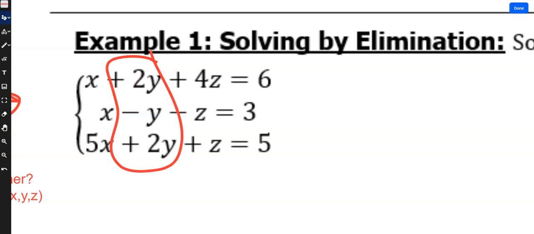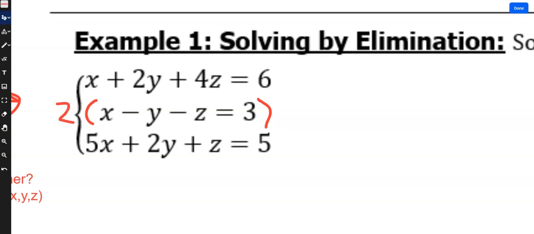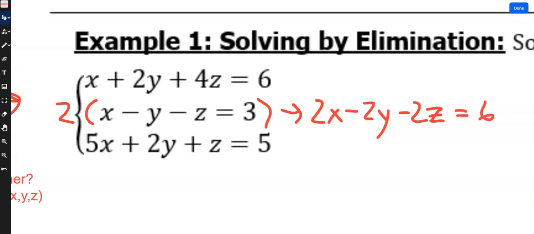I see that we have some small numbers, and I think it is going to be very easy to change the middle equation. And that's the only one I'm going to change, the middle equation. I like the fact that the top and the bottom are the same, and that the middle one is opposite. That's the most ideal situation. So, what am I going to multiply this middle one by? I'm going to multiply by 2. And so, that changes that middle equation to 2x minus 2y minus 2z equals 6.